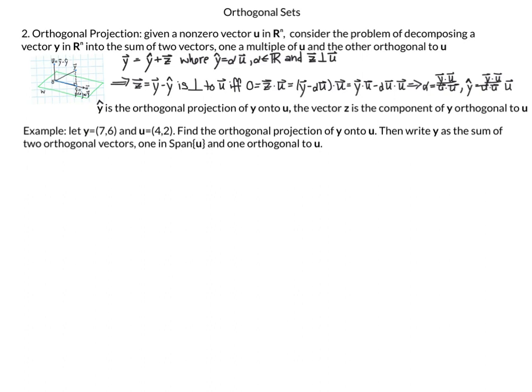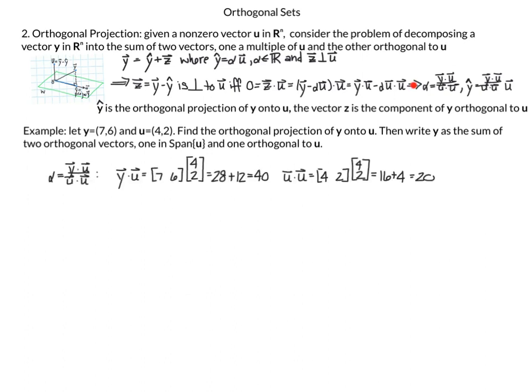We're going to let y equal (7, 6) and u equal to the vector (4, 2). We want to find the orthogonal projection of y onto u and then write y as the sum of two orthogonal vectors, one in the span of u, using u, and the other orthogonal to u. I'm going to use this formula for now, but you don't have to memorize it because it's the same exact formula as we had for the coordinates of an orthogonal basis. I'm going to talk about that a little more in a minute. But for now, I'm just going to use the formula. So alpha is equal to y dot u over u dot u.